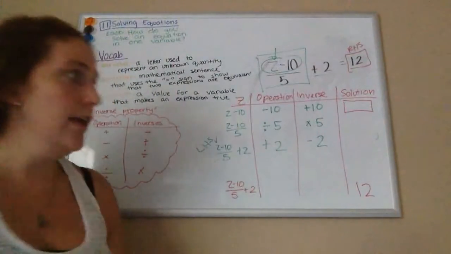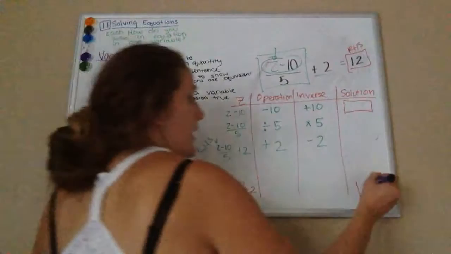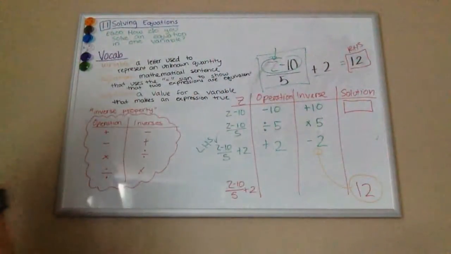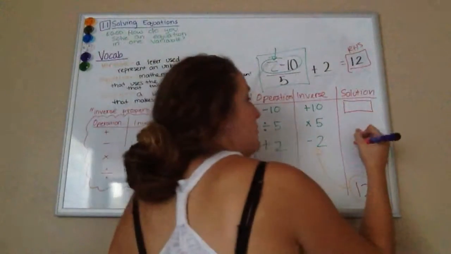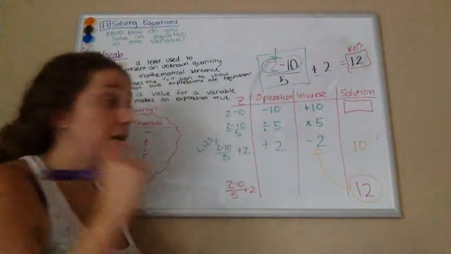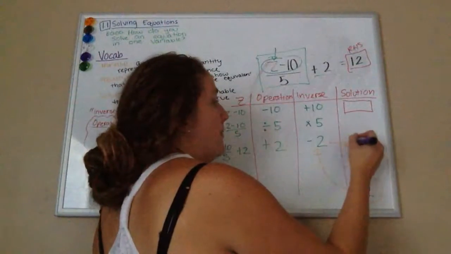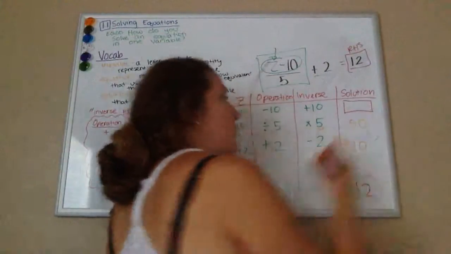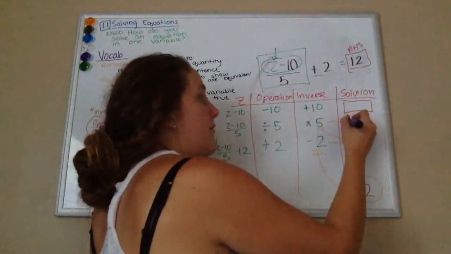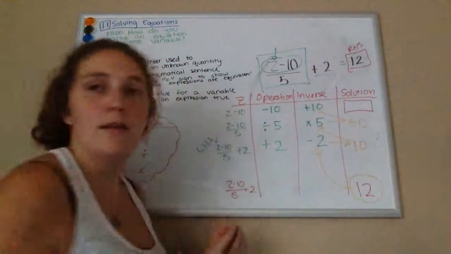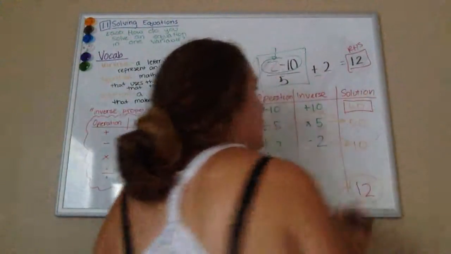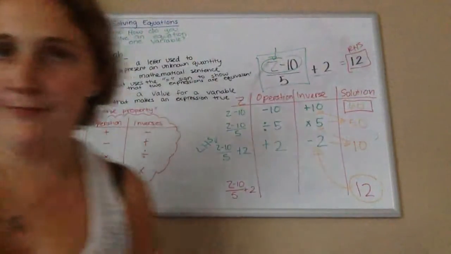We got it. Okay? So now we take our solution. I'm going to do it in a different color. Take our right-hand side, and we're going to work backwards. So we go 12 minus 2. Right? 12 minus 2, that gives us 10. Okay? Then we go 10 times 5. Alright? 10 times 5, that gives me 50. Okay? And then we go 50 plus 10. Alright, 50 plus 10, that gives me 60. So my solution there is 60.